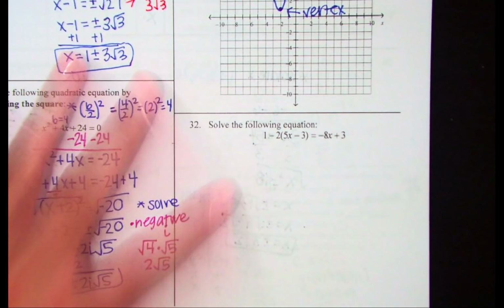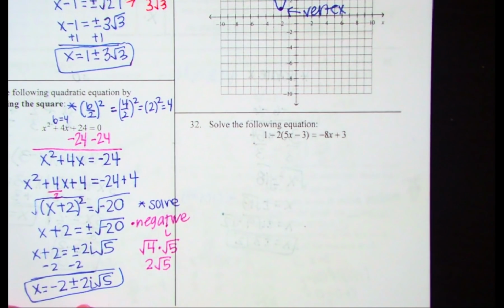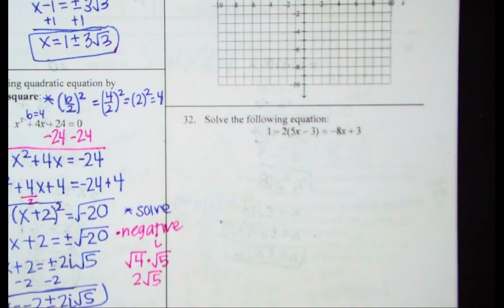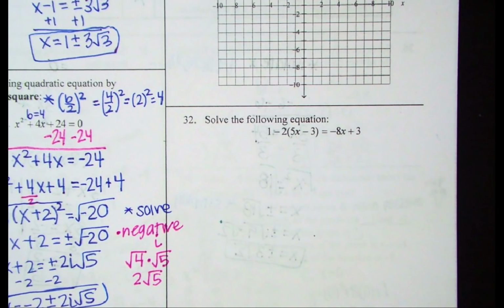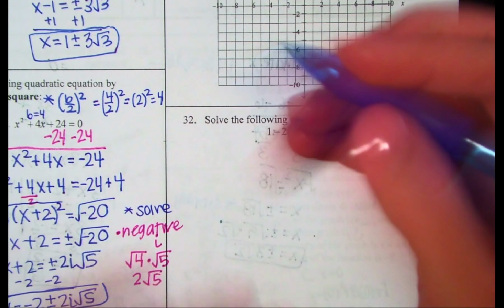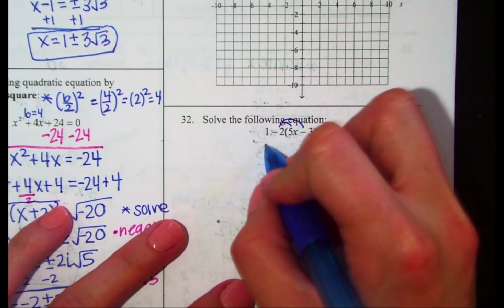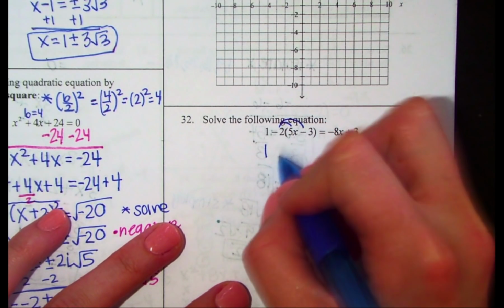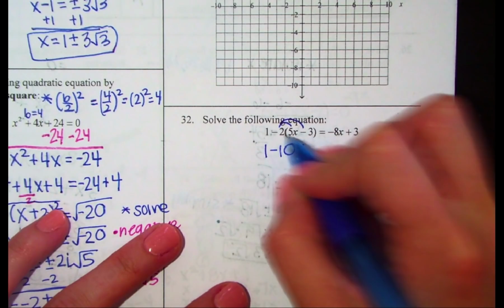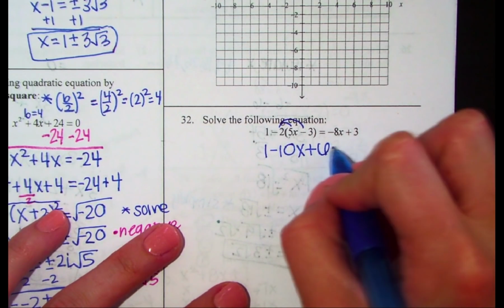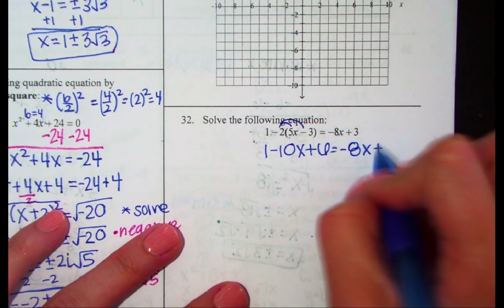Last question, number 32. We are going to solve for x. This takes us back to the first lesson when we solved the equations. So we're going to try to get x all by itself. So first thing we're going to do is distribute the negative 2 into the parentheses. So I'll have 1, negative 2 times 5x is negative 10x. Negative 2 times negative 3 is positive 6, and we're going to copy down the rest.